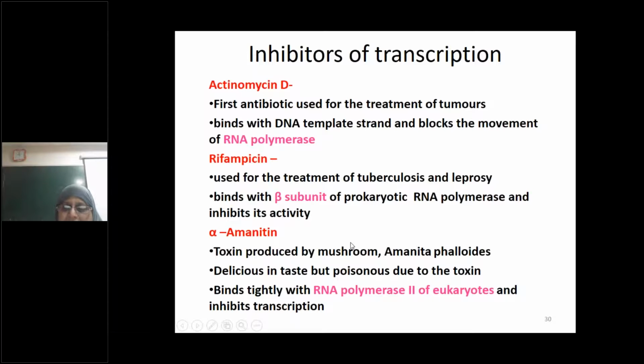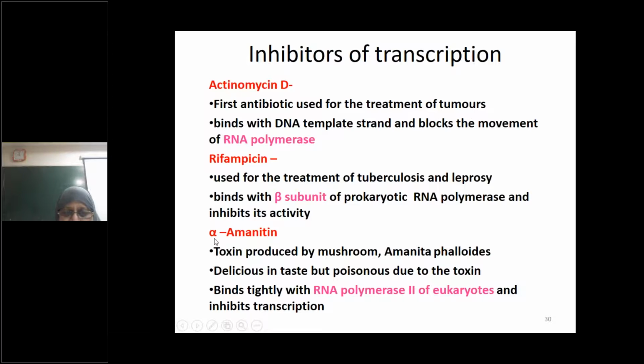Now, transcription may be inhibited by certain factors, here we are talking about drugs or certain toxins. Actinomycin D was the first antibiotic used for the treatment of tumors, and it inhibits transcription by binding to the DNA template and blocking the movement of the RNA polymerase. Then rifampicin, which is used in the treatment of tuberculosis and leprosy, binds with the beta subunit of the prokaryotic RNA polymerase and inhibits its activity.